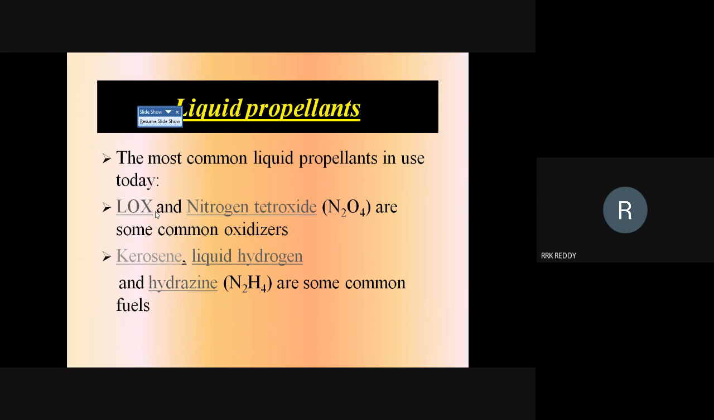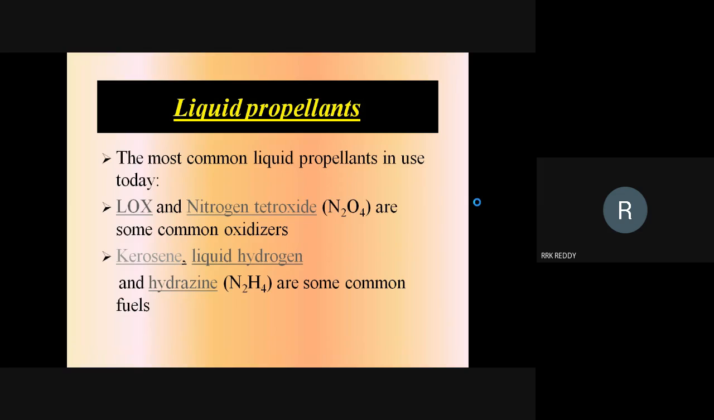Oxygen usually exists in gaseous form under normal conditions. But if you want to liquefy oxygen, the temperature should be lowered. At low temperature only, we can maintain oxygen in the liquid form. Those low temperatures are also called cryogenic temperatures.